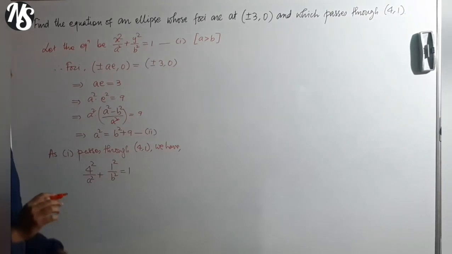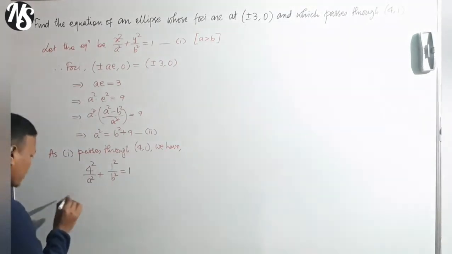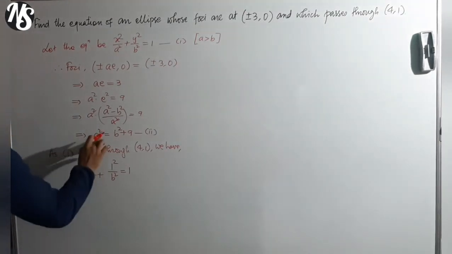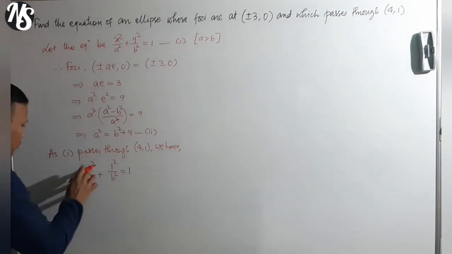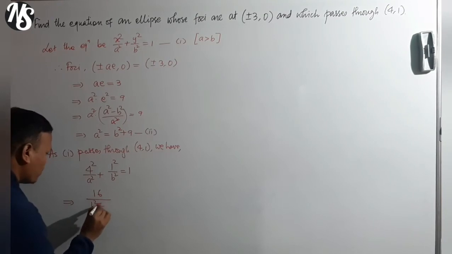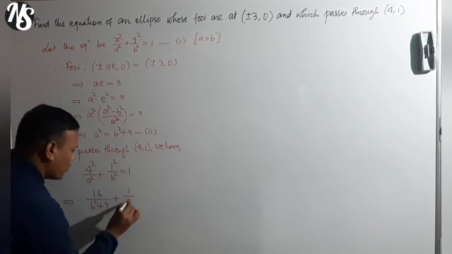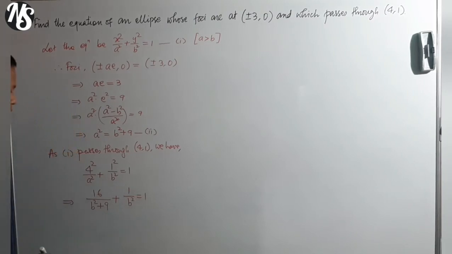So from here, basically I'm going to arrive at the quadratic equation. So let's substitute the value of a square. A square is b square plus 9, isn't it? So 4 square is 16. So instead of a square, I'm writing b square plus 9, plus 1 square is 1. So this is b square plus 1.